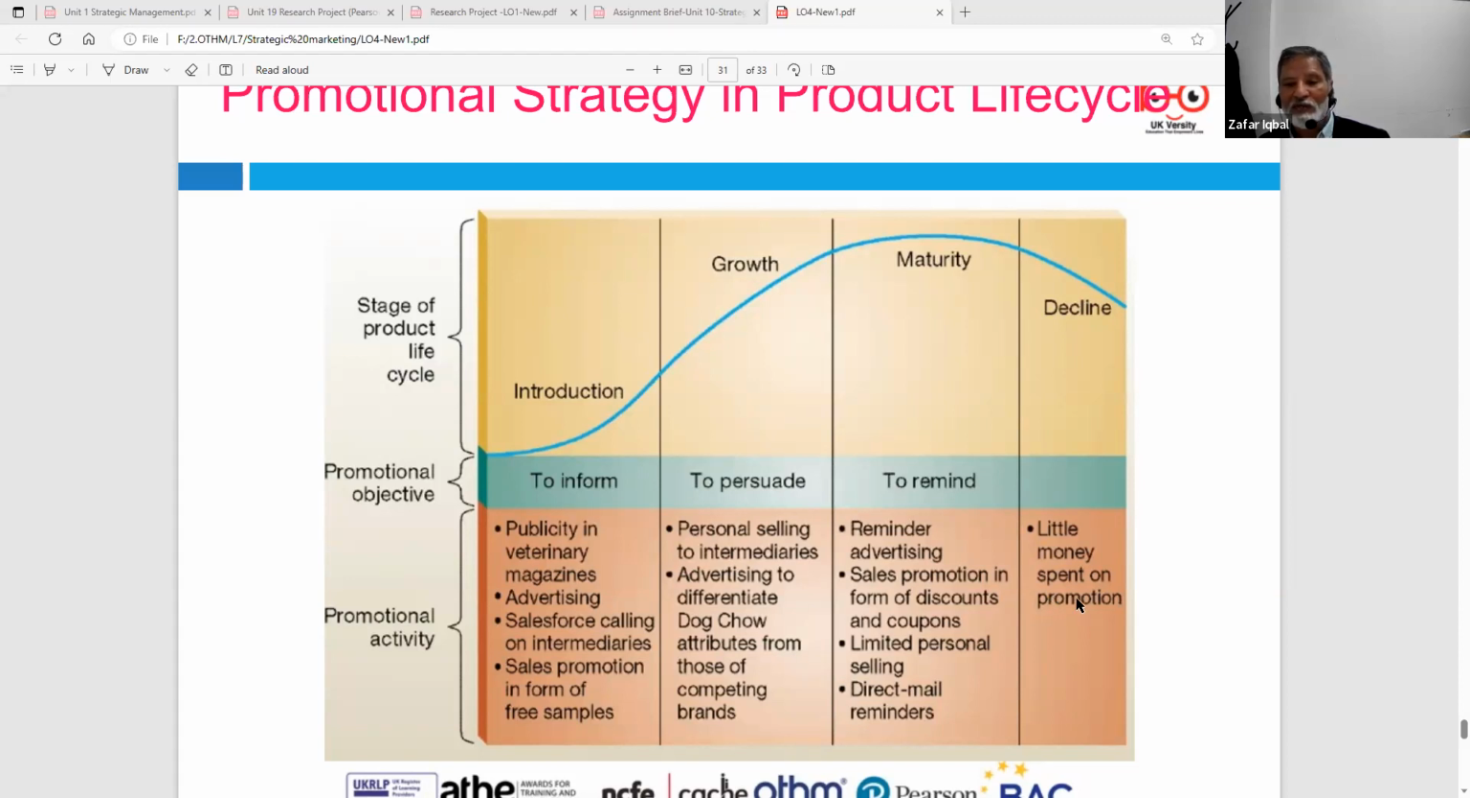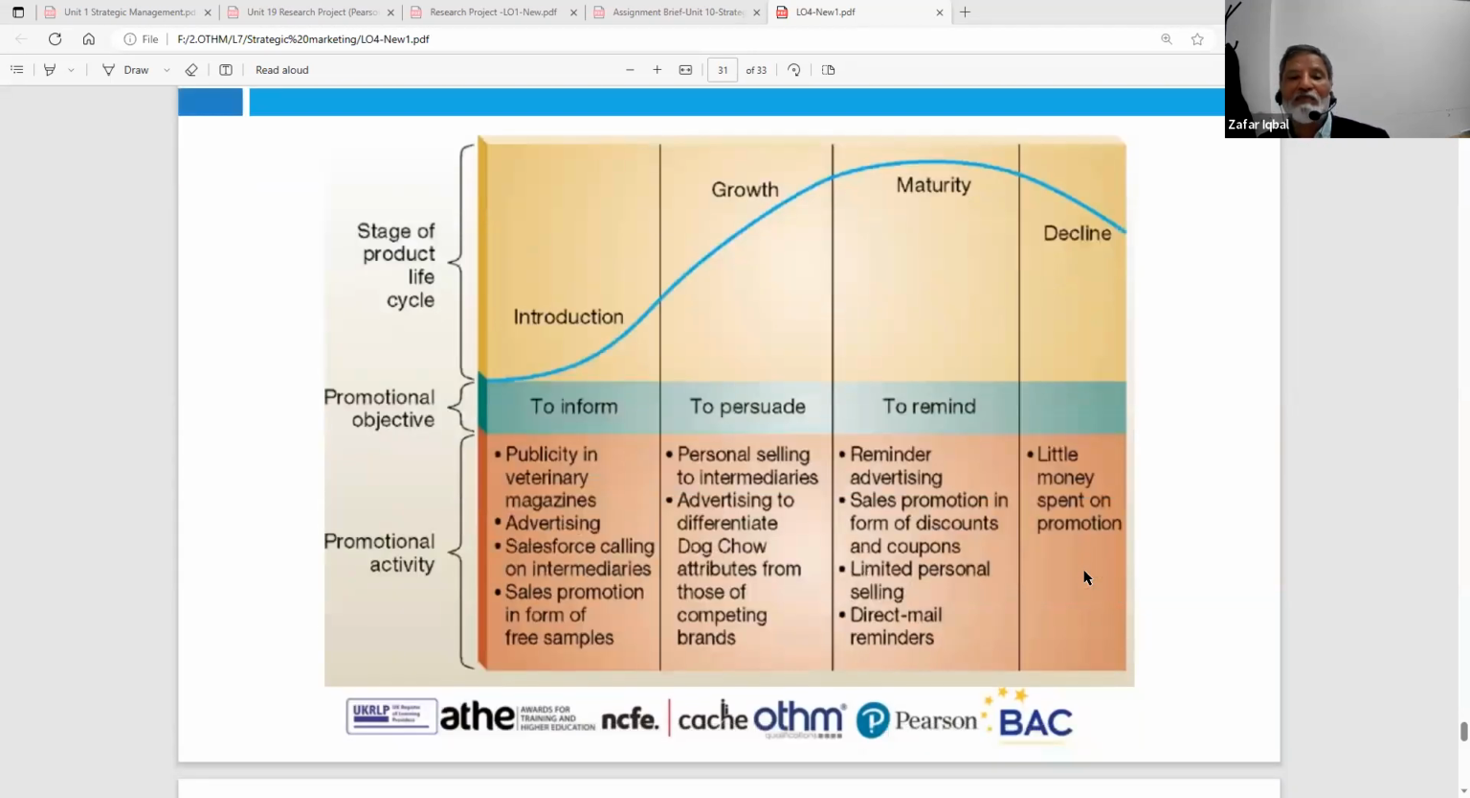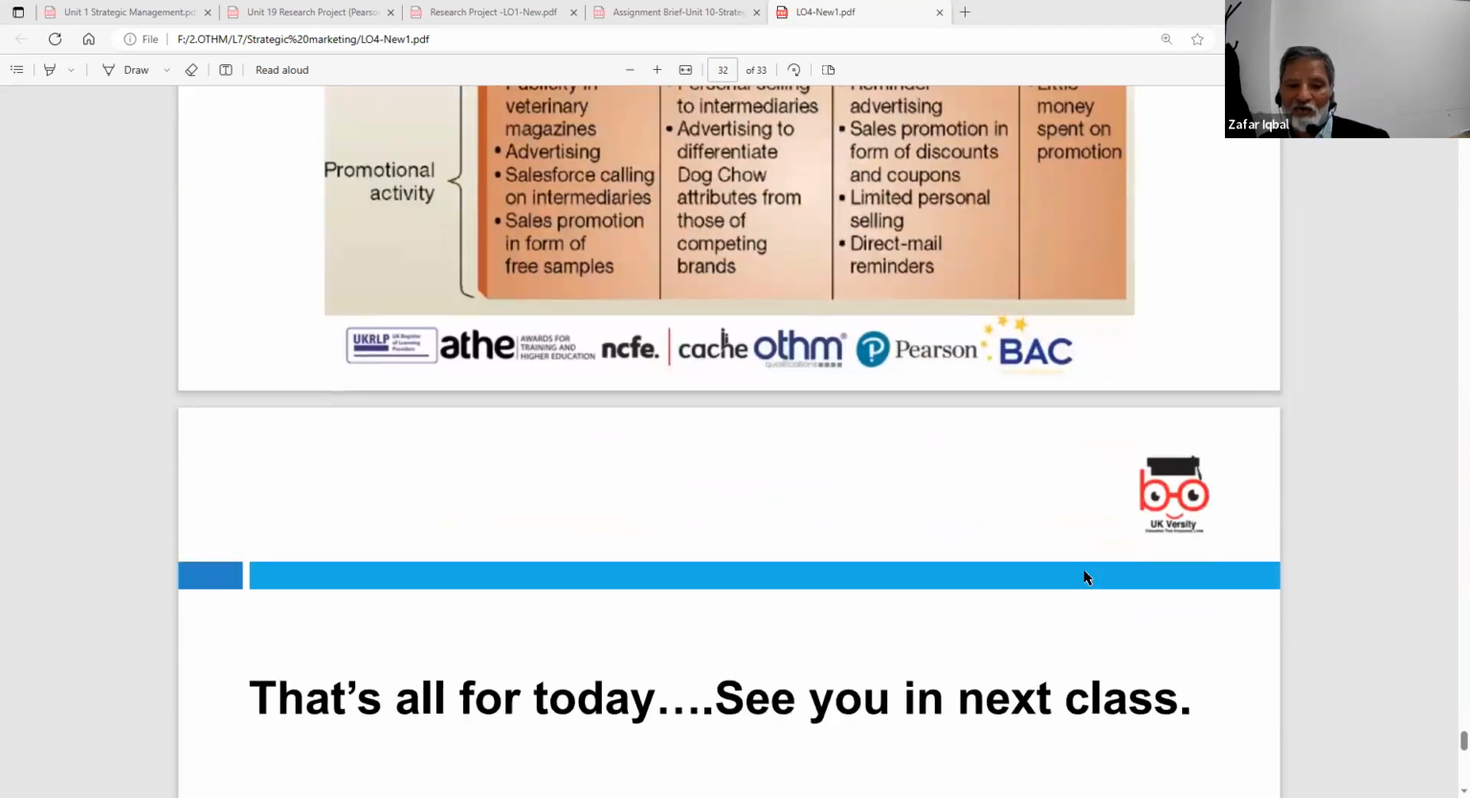So in other words, at the introduction stage the main thing is to inform. At the growth stage, the main thing is to persuade. At the maturity stage, the main thing is to remind. At the declining stage, the main thing is to get the revenue to keep coming in little by little, so that you can develop new products, new designs and new products.